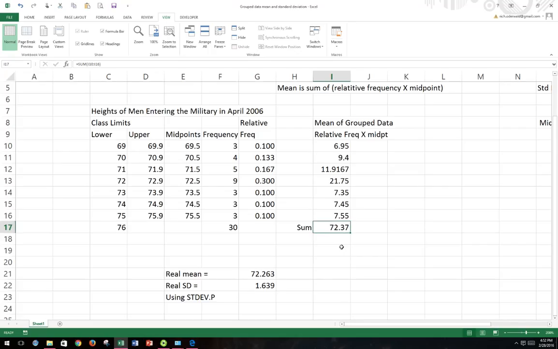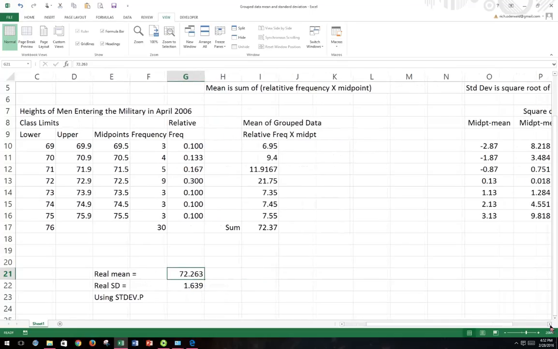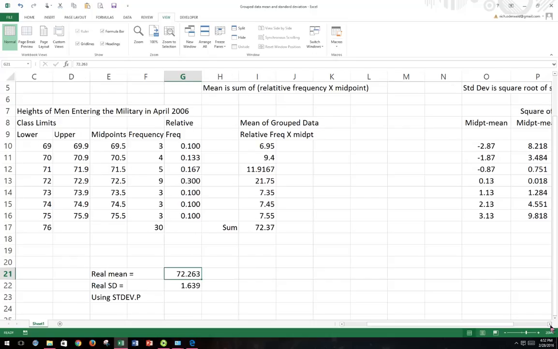This is very similar to the actual average of 72.263 using all the observations. It depends on how the observations are distributed in the classes. To calculate the standard deviation, we first have to calculate the variance.